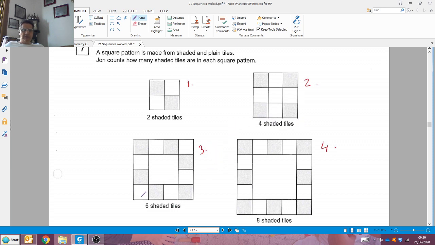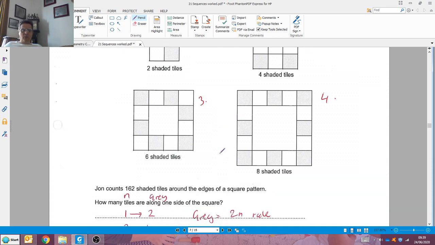Third pattern, we've got how many squares? 1, 2, 3, 4. I can't work this out. 4, 5, 6, 7, 8, 9, 10, 11, 12. Yeah, 12. So, and 6 are shaded. Okay, I've got the picture. What's the question? John counts 162 shaded tiles.